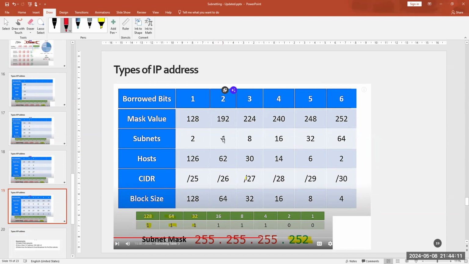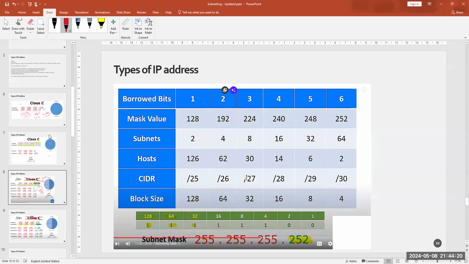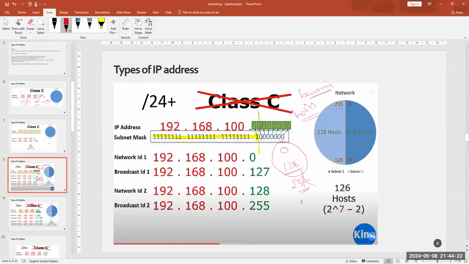Okay. And how many hosts can I create? 62. Right? So this is 25. 25 from where? Where did I get 25? This is the 25. This is 24 plus 1, that is 25.